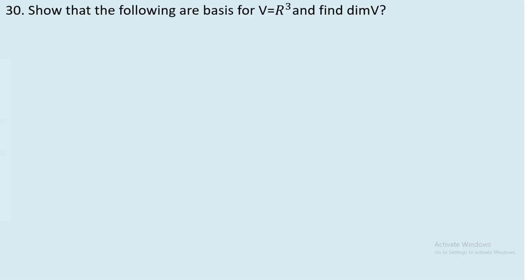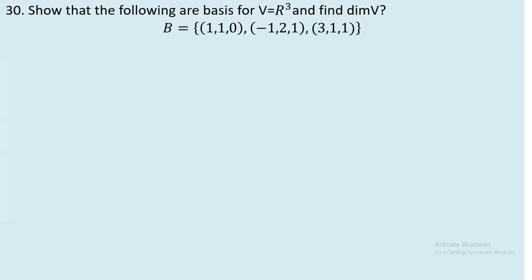And coming to the 30th question, we have this. Show that the following are bases for the vector space R cubed, and you are also asked to find the dimension of this vector space V. So the given set is this one, a set containing these entries (1, 1, 0), (-1, 2, 1), (3, 1, 1).